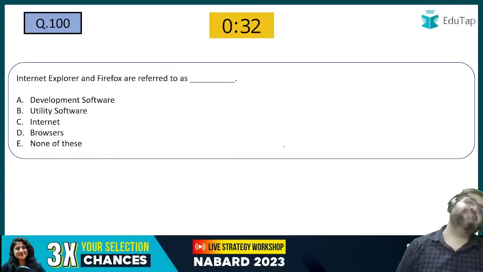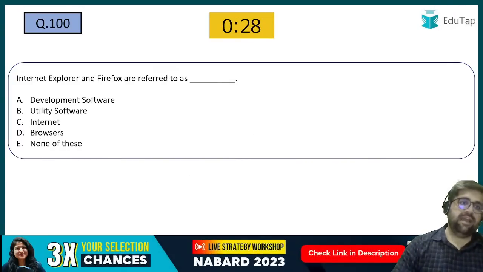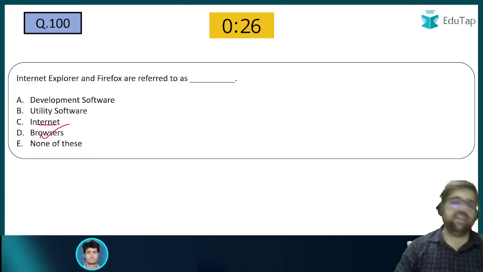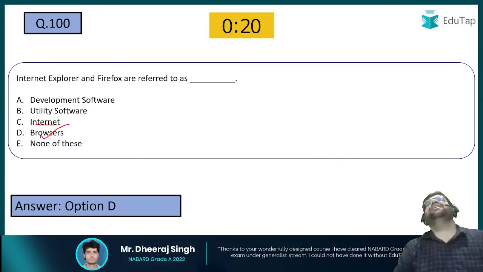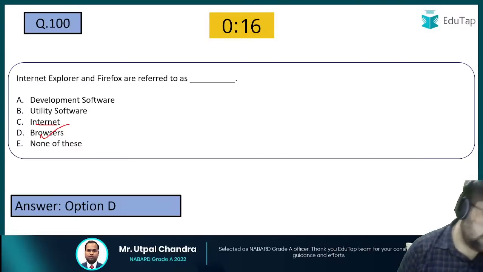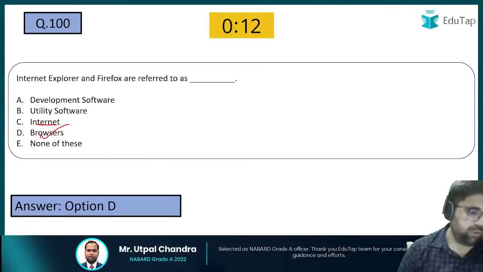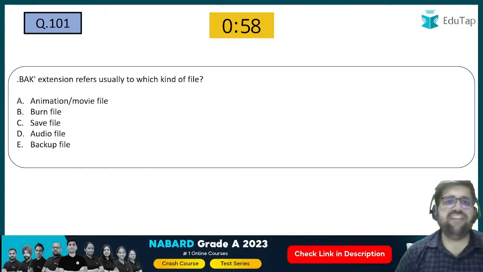Internet Explorer and Firefox are an example of your browsers. Very good. Okay. They are not the example of internet. Please, ye galti mat karna. They are an example of browsers. Browsers means that you can go and access the internet over here. Okay. Simple. Cool. Yes, all self. F4 will close the software completely. Good. Now, let's do certain 5-4 questions.